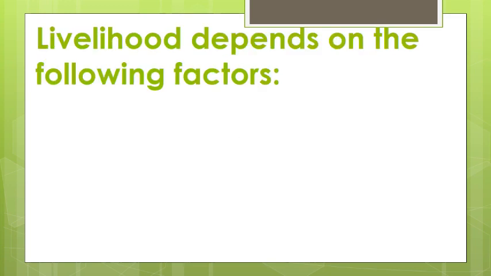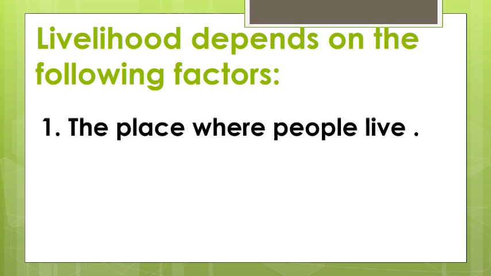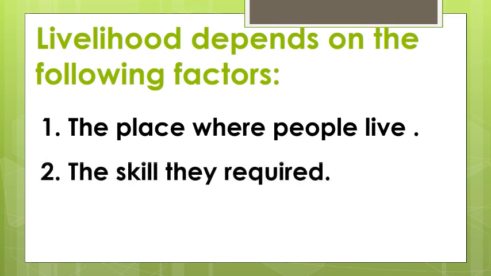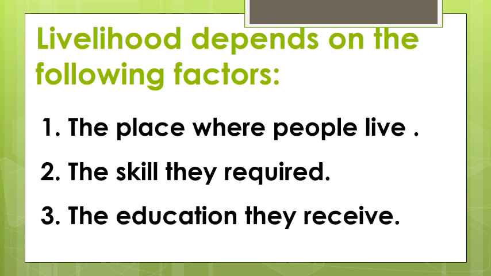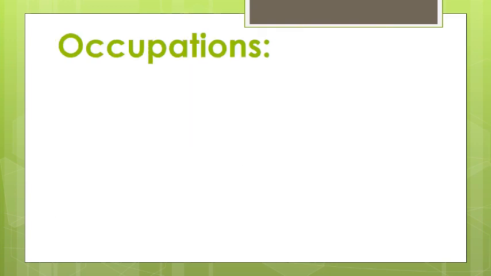Livelihood depends on the following factors. Number one, the place where people live. Number two, the skill they acquire. Number three, the education they receive. So, we can conclude that livelihood depends on the following factors: the place, the skill, and education.